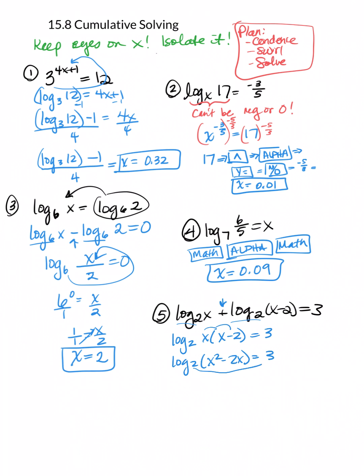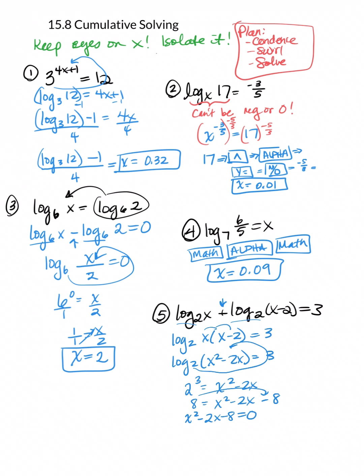Now we need to swirl to get rid of the logarithm, so we'll have 2 to the 3rd power equals x squared minus 2x. Now what is 2 to the 3rd power? It's 8. So I need to move this over here, so it's going to be minus 8, isn't it? Now it's going to be x squared minus 2x minus 8 equals 0. I just moved my 0 over to the right.